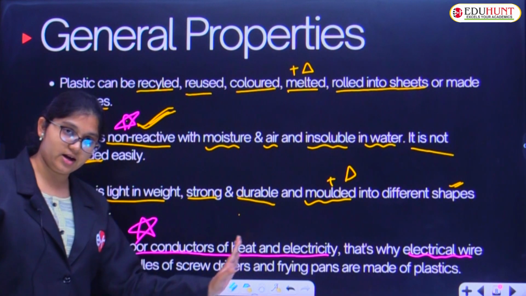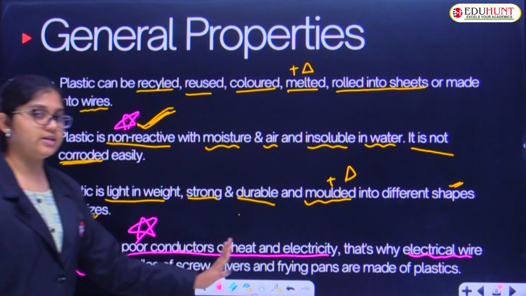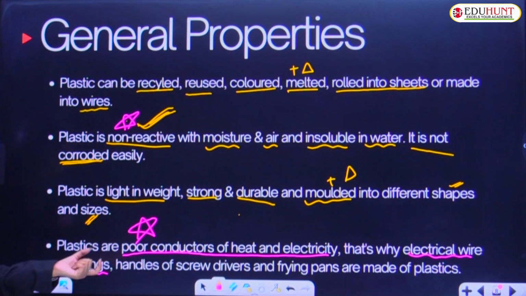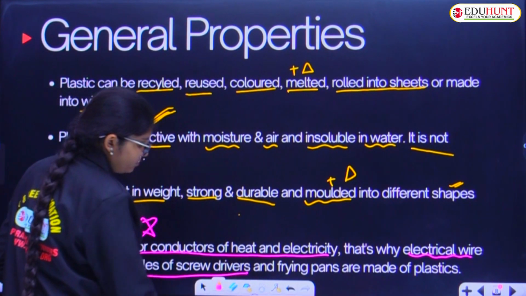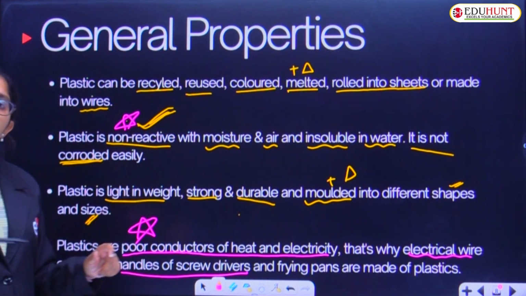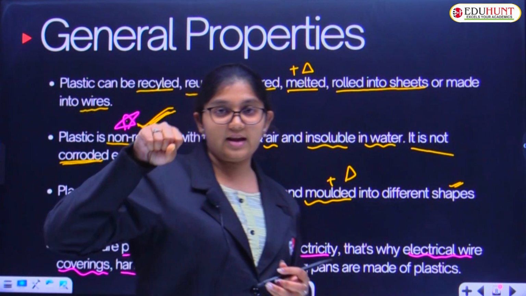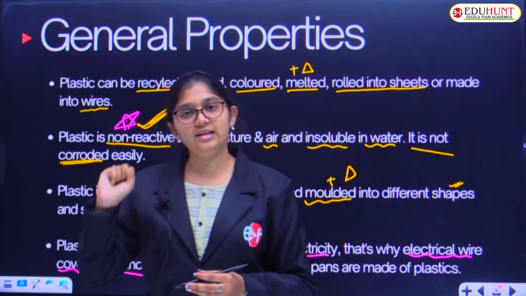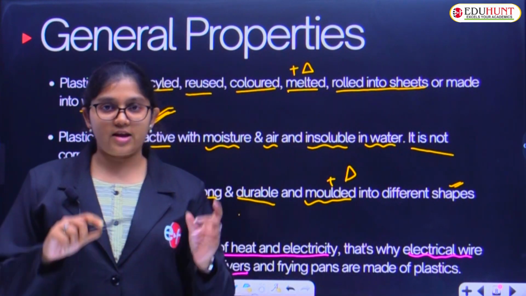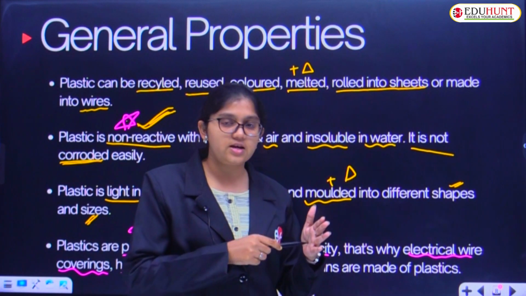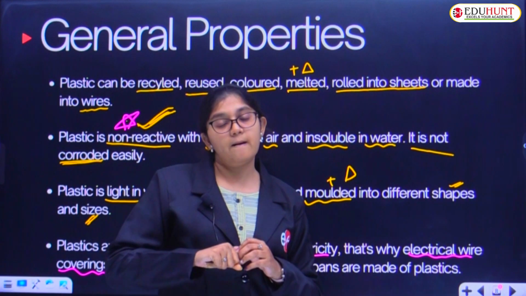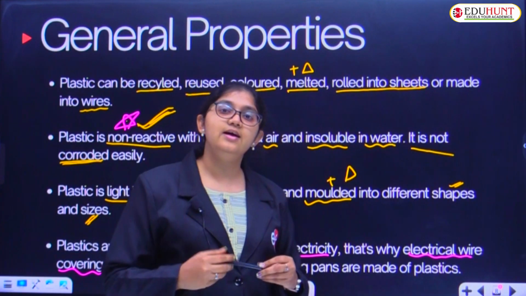They're poor conductors of heat and electricity, so they use coverings made of plastic. Also the handles of screwdrivers. Children, you know screwdrivers? The handle you hold will be made of plastic material, because if there is any reaction from the switch, the electrical thing, it will not affect you because it's made of plastic. It is a poor conductor of heat and electricity.